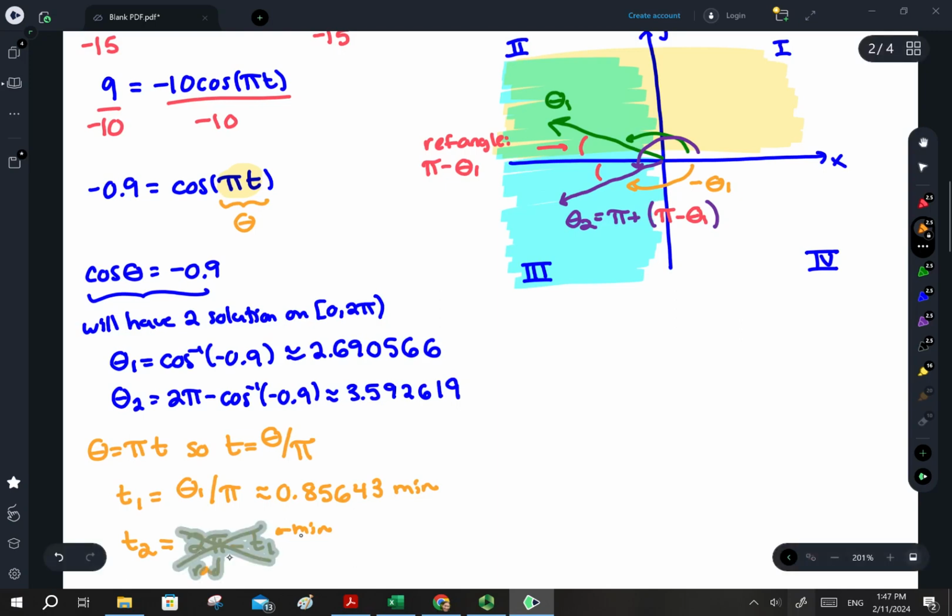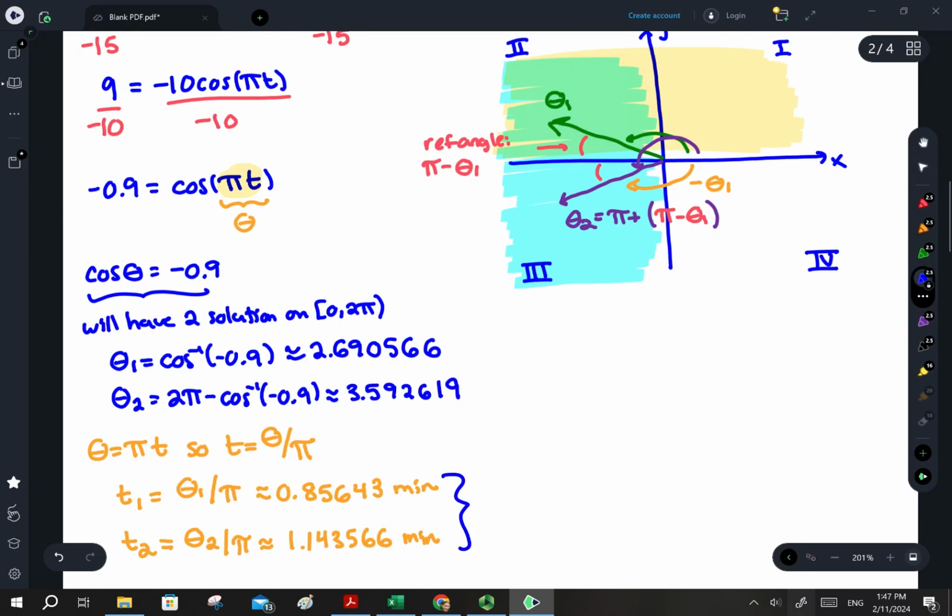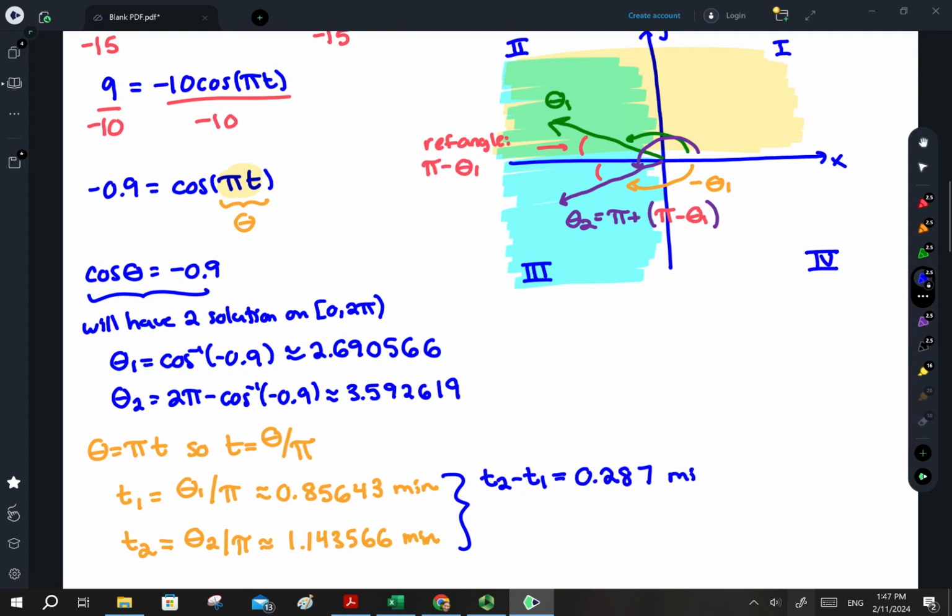So instead, because we already did the 2 pi minus, because we did our substitution, we can just take our theta 2 and divide it by pi. And when we do that, we get 1.14356 minutes. And then finally, to find the time spent above 24 meters, we subtract these two times. And the problem said to round to 3 decimal places, so my final answer is 0.287 minutes.